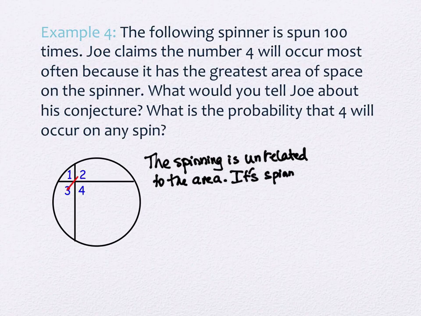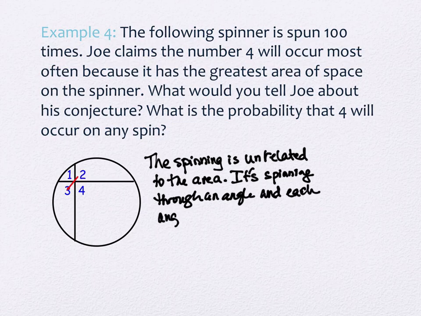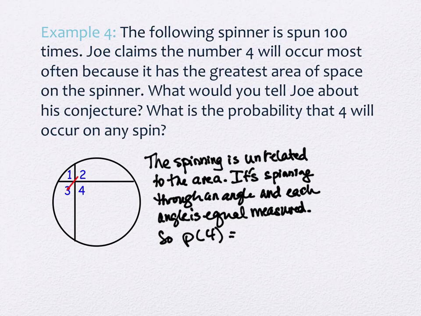It's spinning through an angle, and each angle is equal measured. So what's the probability of spinning a 4? It's 1/4 because there's 4 angles, right? There's 1 out of 4 angles. They're all equally likely. So we have a 1/4 probability of landing on the 4, just like landing on the 1, 2, or 3. All right.